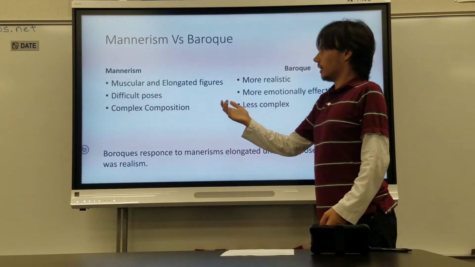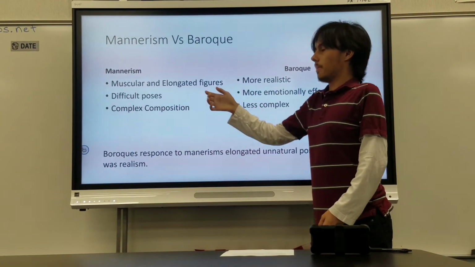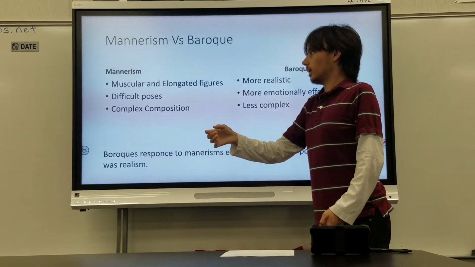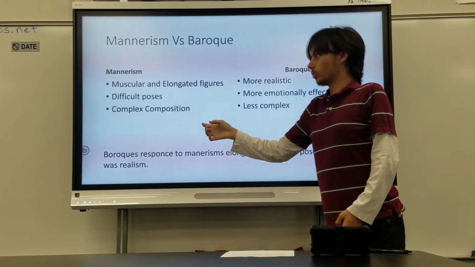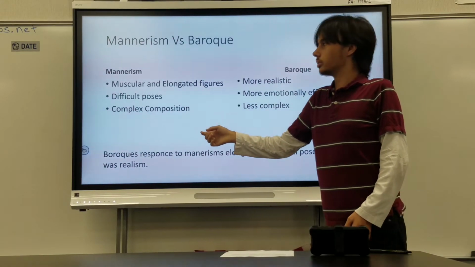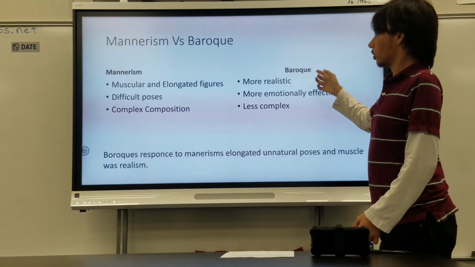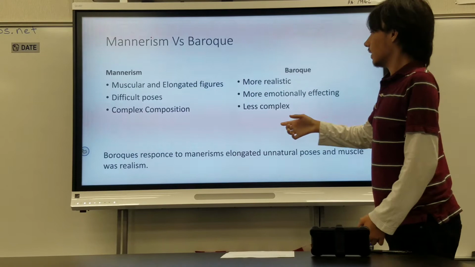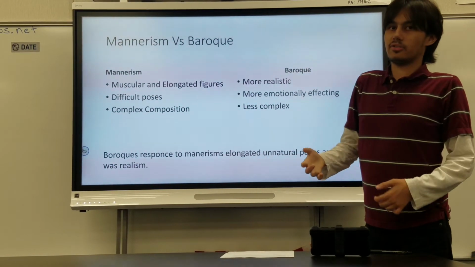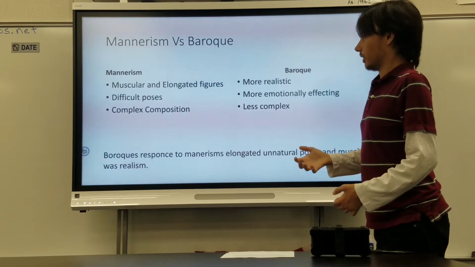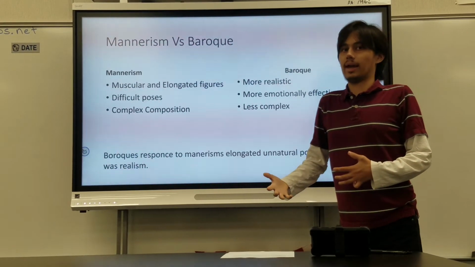Baroque was a response to the manneristic style, which possessed muscular and elongated figures, difficult poses, and a complex composition. Meanwhile, the Baroque was more realistic and more emotionally affecting than mannerism, while also being less complex.